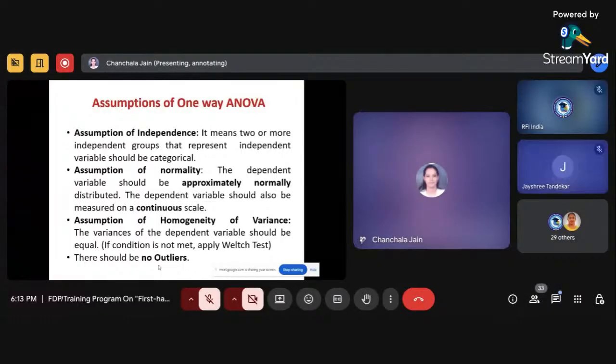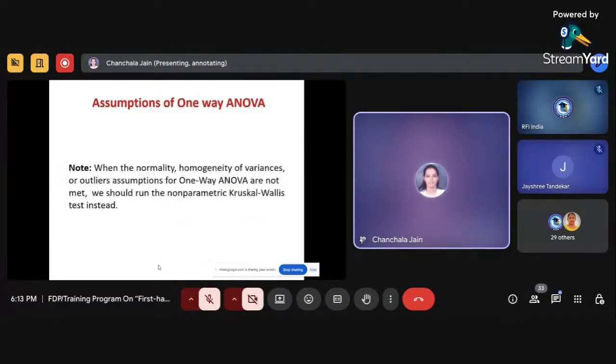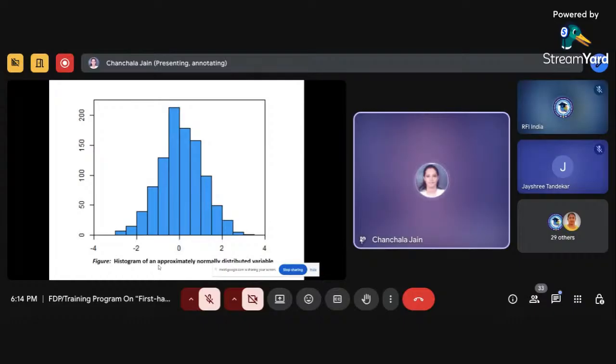Yes, ma'am. Fine. If the assumptions of one-way ANOVA are not met, in that case we need to go for a non-parametric test. The substitute for one-way ANOVA in the non-parametric test category is the Kruskal-Wallis H test, right? So this test is available, which we can perform.